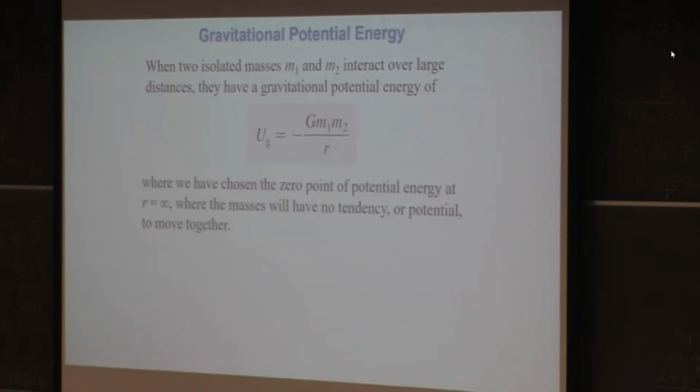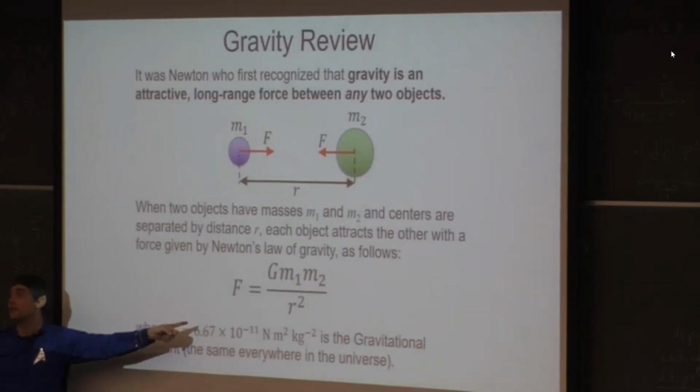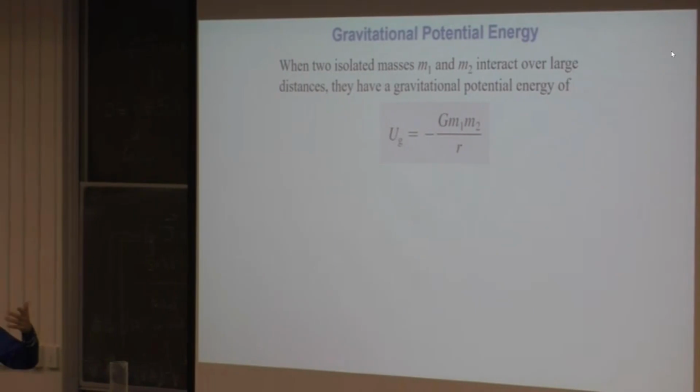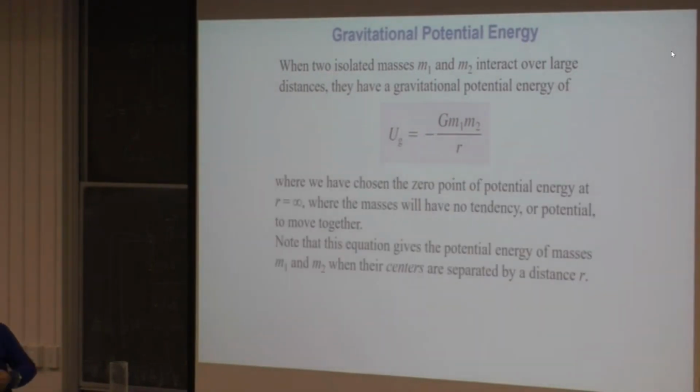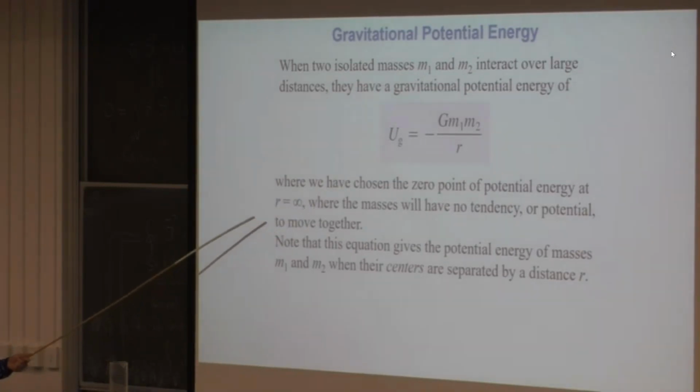Okay, so you have to believe me that somehow this is the same as mgy, which was our old equation, in the same way that I'm telling you this is the same as F equals mg for force of gravity. So this is the real equation, and the approximate equation is mgy. We've chosen here the zero point of potential energy to be at r equals infinity, where the masses will have no tendency or potential to move together. If they have no potential to speed up, because they're too far away from each other, they have no potential energy. Sort of makes sense, right? And then don't forget that r is the distance between the centers of these two things.